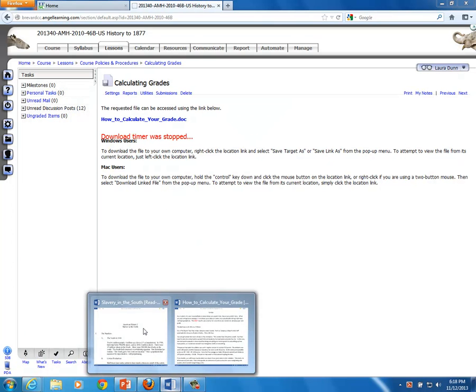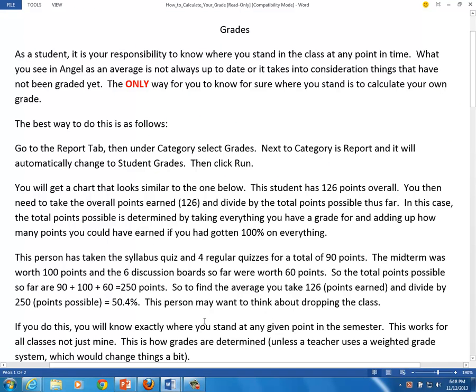Amber just asked me a question about being able to figure out what your grade is right now, because you don't see a percentage on Angel to see where you stand. And I do that purposely because often it's not right. Students will rely upon that and then find out at the end of the semester that their grade is not as good as they thought it was.